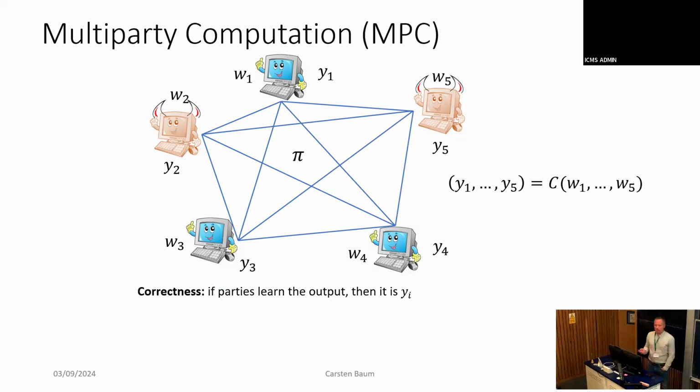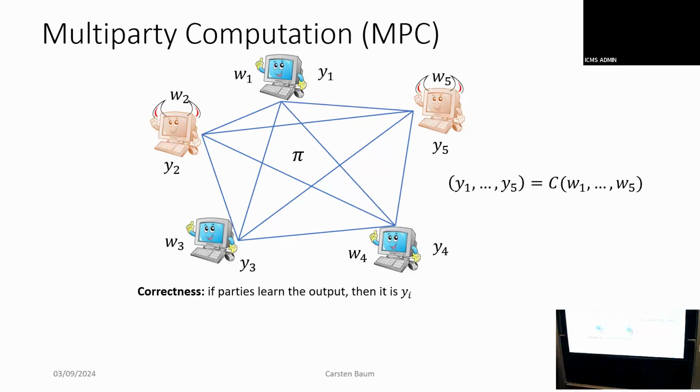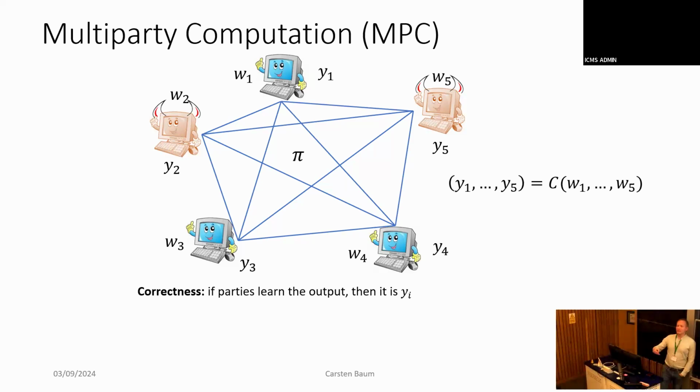Right? And what we want from it, going back to this ideal functionality definition, is of course correctness, right? If parties learn the output, then it's the right output they're supposed to learn. Dishonest parties can't make you learn anything but the right output, or you learn that something went wrong. But at least, if you get something, you get the guarantee that it's the right thing.